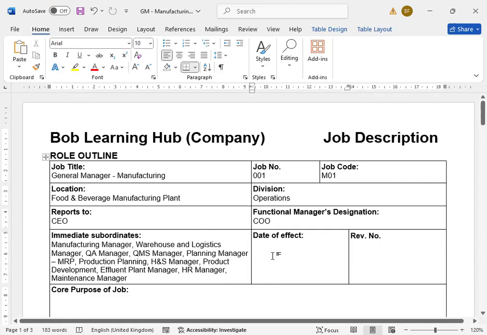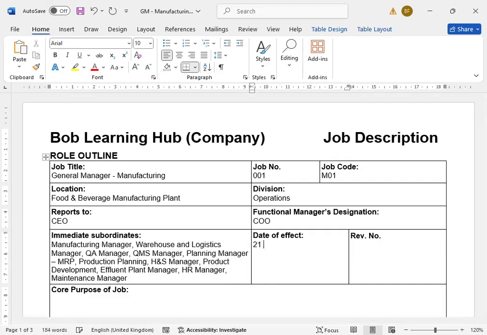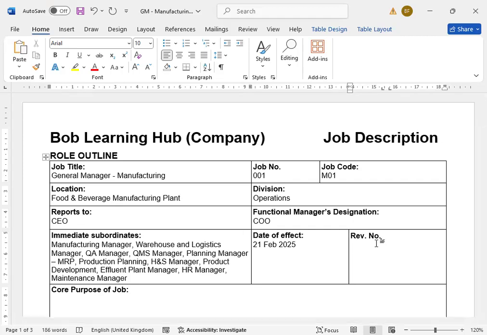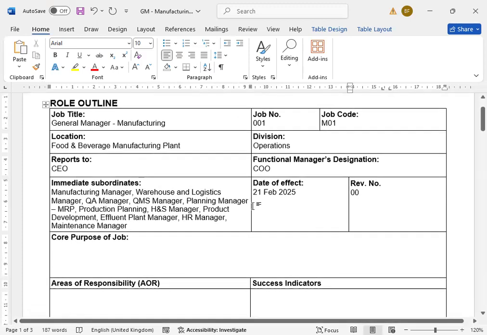Okay, today is 21 Feb. So I'm recording it today, so I'm going to put the date of effect as 21 Feb. Since this is the first time that we're writing this job description, and we're not doing a revision yet, I'm going to put 00. If we're going to make a first revision, then it will be 01. And the second revision would be 02, things like that.